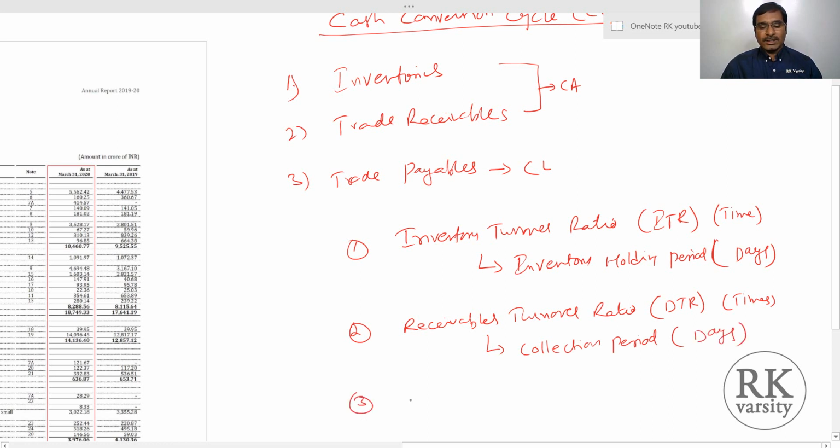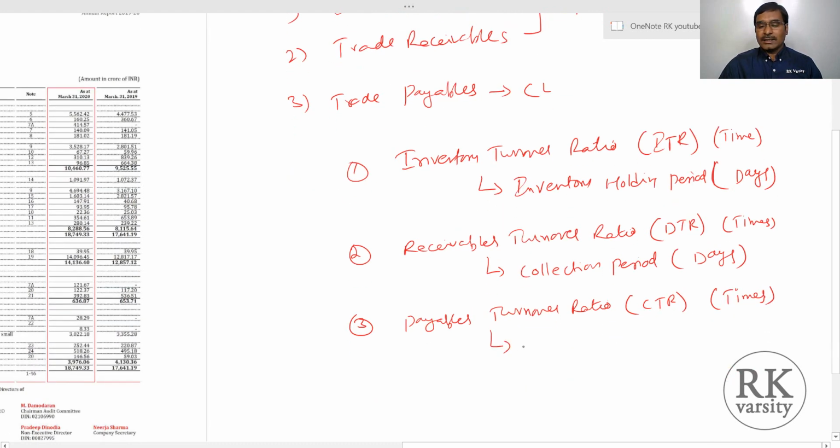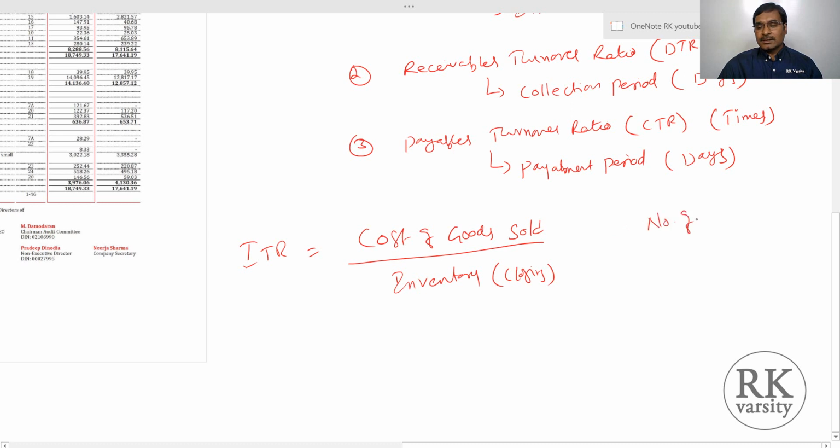Then the third one is payables turnover ratio. In books we call this a creditors turnover ratio. This is measured in terms of times, and using which you can calculate payment period, that is in terms of days. To calculate inventory turnover ratio, we use an equation, that is cost of goods sold upon closing inventory. Then to get holding period, this is number of days in a year upon inventory turnover ratio.